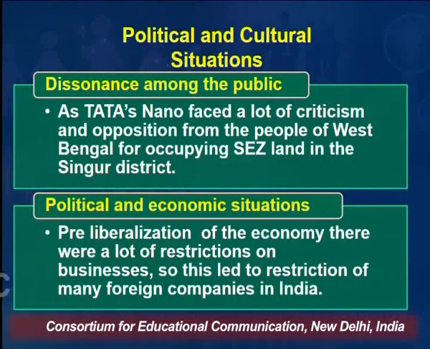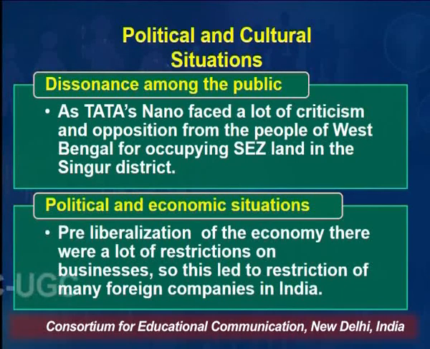Now there are other political and cultural aspects also which one can see. Sometimes there can be dissonance among the public. As I have given you other examples also, there was the example of Tata's Nano, when Tata wanted to set up its factory to manufacture Nano cars. As it is written on the slide, Tata's Nano faced a lot of criticism and opposition from the people of West Bengal for occupying special economic zone land in the Singur district.